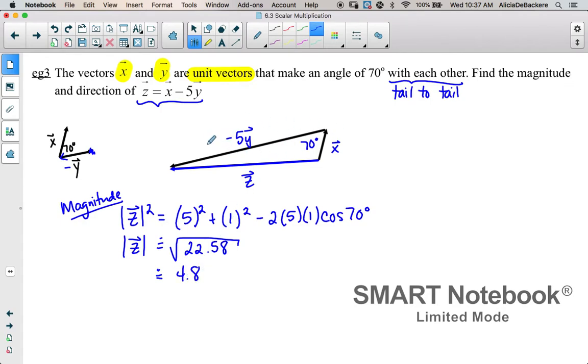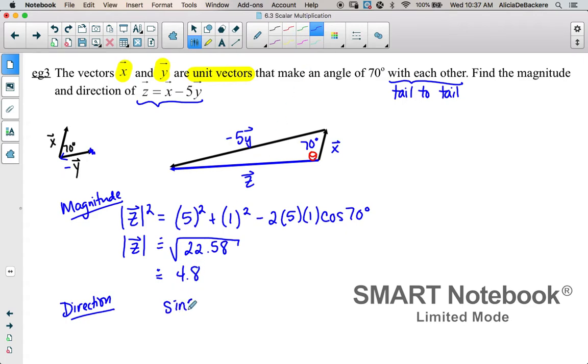And I just checked the picture, like, does that kind of check out with my picture? Yeah, if this was 5 long, that looks like it's pretty close in length, so that makes sense to me. Next, we're going to find the direction of vector z. So to find the direction, we're going to use the sine law. Now I have a pair across from each other, angle, and its side across from it. So I want to use this side length here to find the angle here at the tail. So I'm always focusing on the angle at the tail. When I do this, this is my theta.